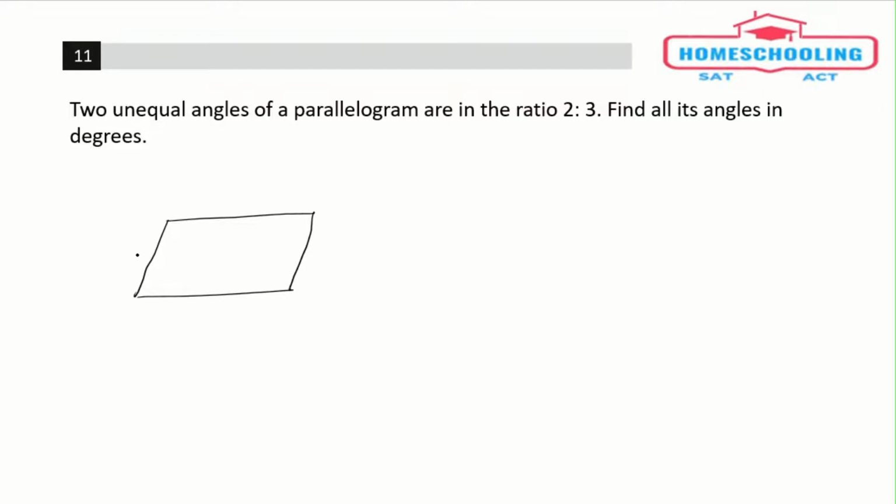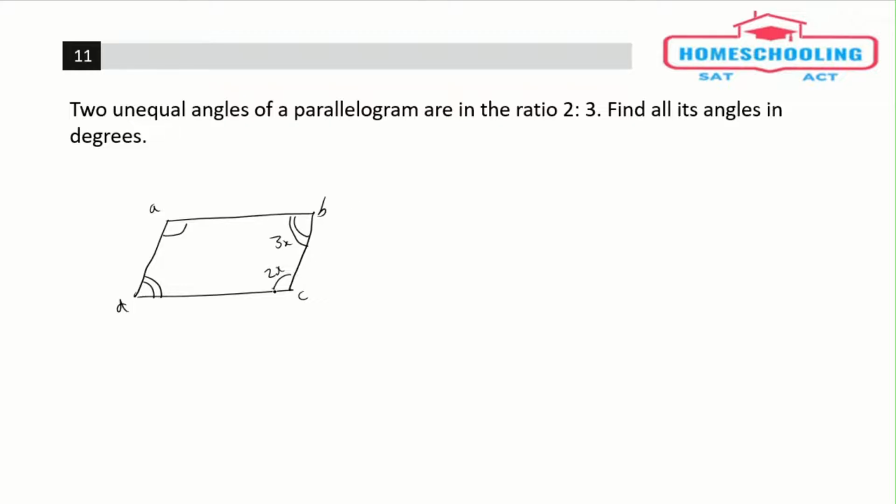As we know that opposite angles are equal in a parallelogram, these opposite angles are always equal, and the sum of two adjacent angles, any two adjacent, it can be this one, or this one and this one, is always supplementary, that is 180 degrees. So if we take A, B, C and D, the question says two unequal angles of a parallelogram are in ratio 2:3. So if this one is 2x, then this one is 3x.